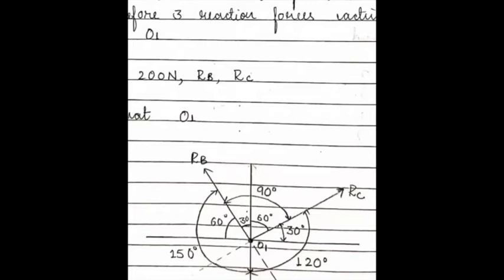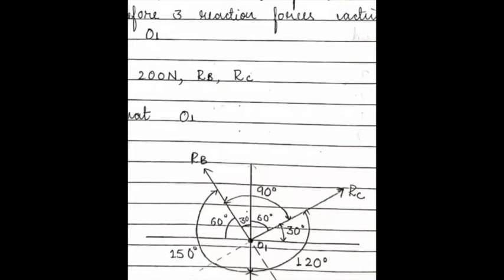For 200 Newton, the two sides are RB and RC. The angle between them is 60 plus 30, 90. For RC, the two sides are RB and 200. The angle between them is 150 because 60 plus 90 is 150. Similarly, for RB, the two sides are RC and 200. The angle between them is 120, that is your 90 plus 30.